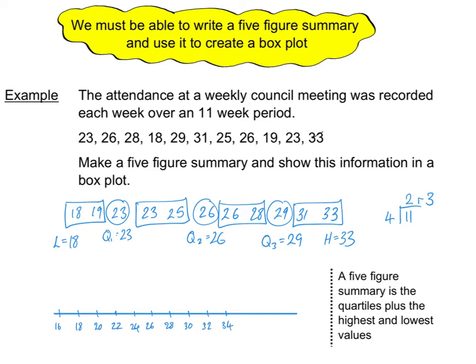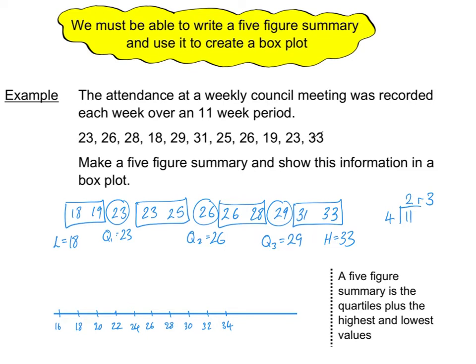So again, the numbers along the bottom, quite often people make a mistake with this and they use the numbers up here. You'll notice this is just a normal number scale going up in 2s from somewhere just below the lowest value to somewhere just above the highest value. All I then need to do is start to mark off my lowest and highest values here. So let's start off with the lowest value, which is 18.